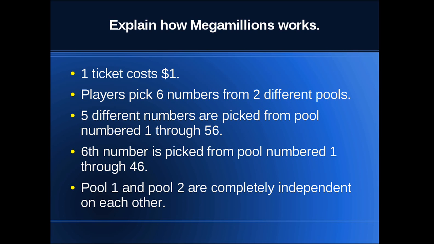Okay, here's how the Megamillions works. You buy a ticket for $1 a piece. The player picks 6 numbers from 2 different pools. The first 5 numbers are 5 different numbers picked from a pool numbered 1 through 56.